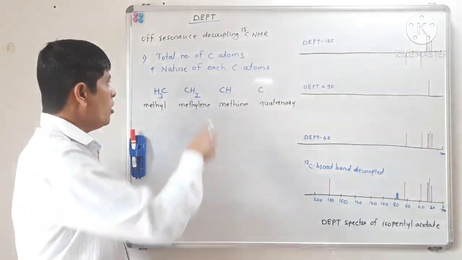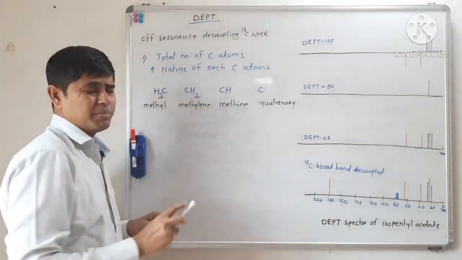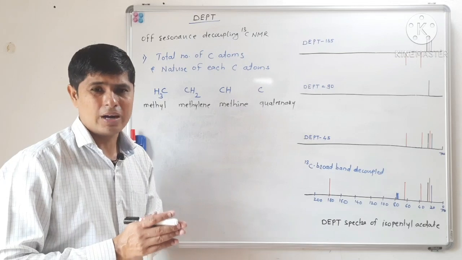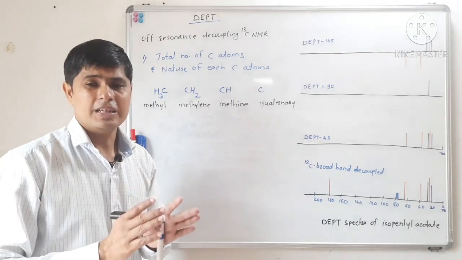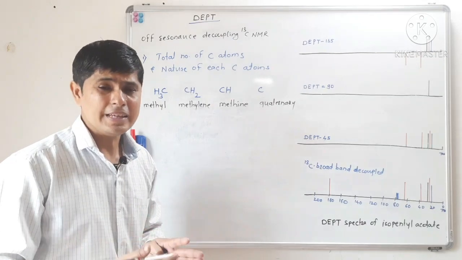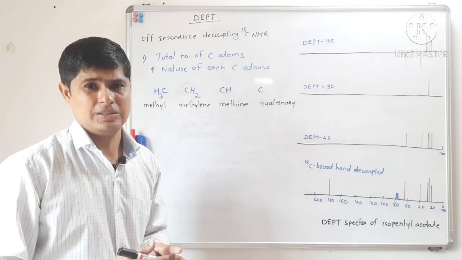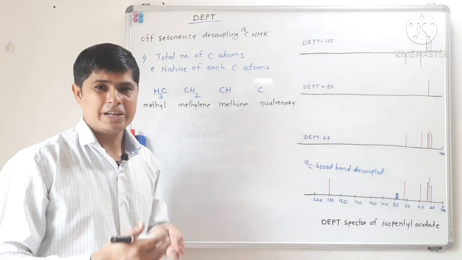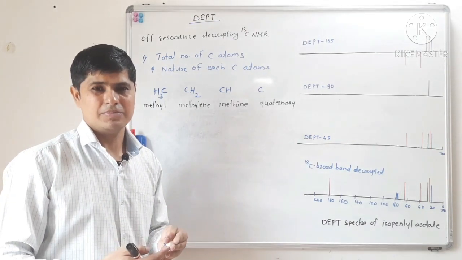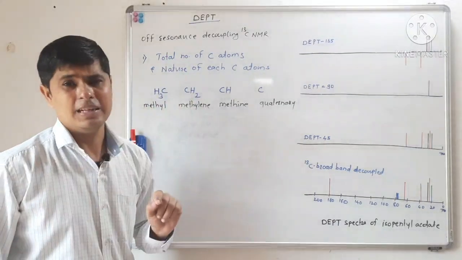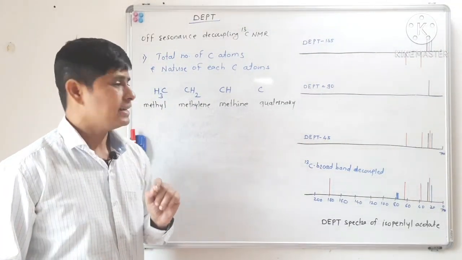So this is the nature of each type of carbon atom. Off resonance is also giving this same information, and DEPT is also giving the same information. But what I am saying is, DEPT is more reliable and easier for interpretation of the NMR spectrum than the off resonance decoupling carbon 13 NMR technique.